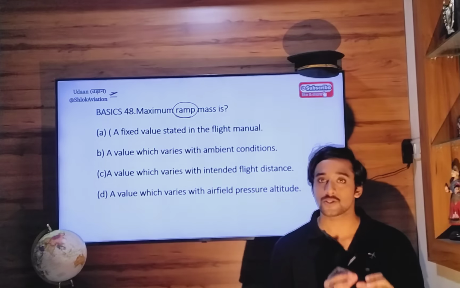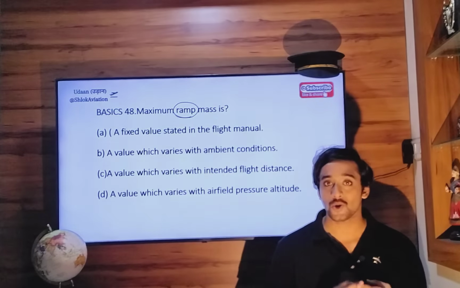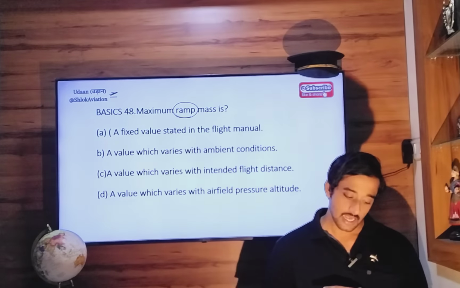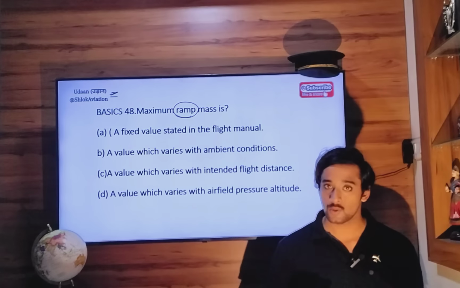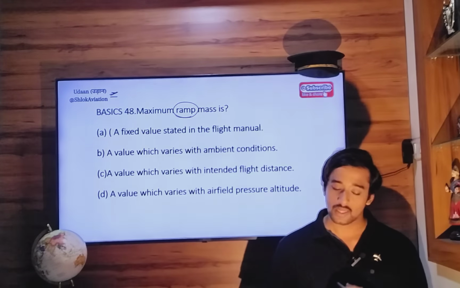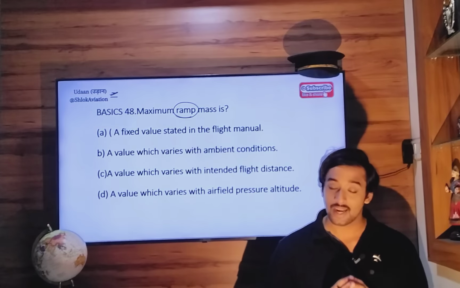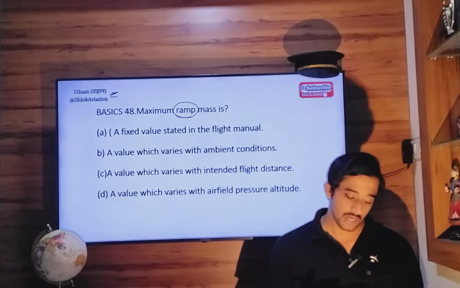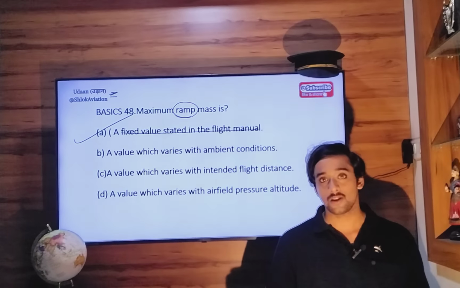Now ramp is the position or place at the airport where the aircraft is parked for cargo loading, for boarding of passengers, for fueling, etc. So maximum ramp mass is a fixed value stated in the manual, a value which varies with outside conditions, a value which varies with flight distance, a value which varies with pressure altitude. So the correct answer is a fixed value stated in the flight manual by the manufacturer.